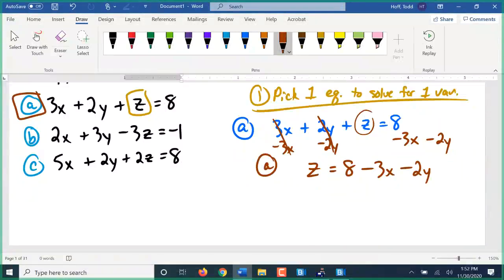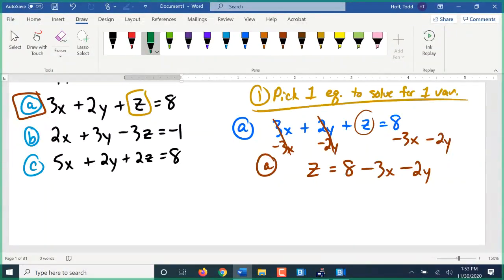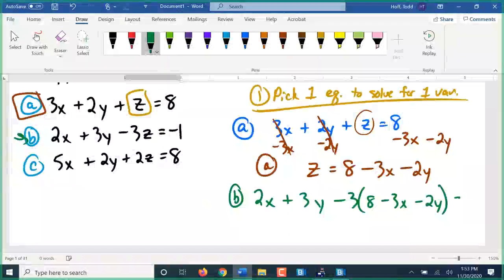So equation A is the one I've solved. That means I have to go back and put that into each of the other 2. If I put it back into equation A, it ends up canceling everything out. We end up just with 0 equals 0, basically. So let's go into equation B here. 2x plus 3y minus 3z. Instead of z, I'm going to put 8 minus 3x minus 2y equals negative 1.